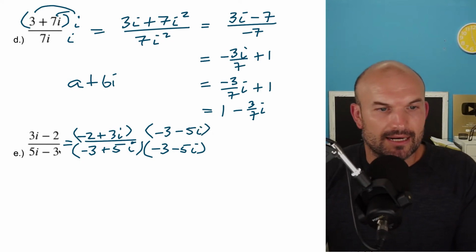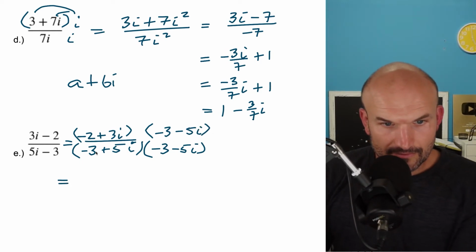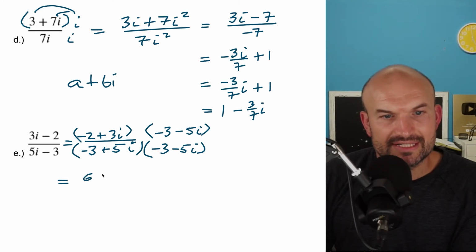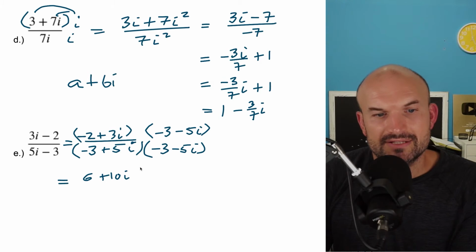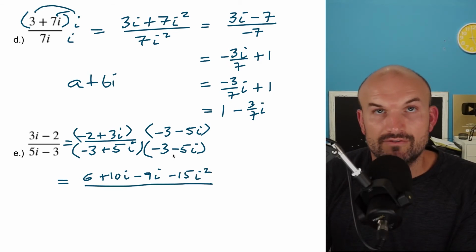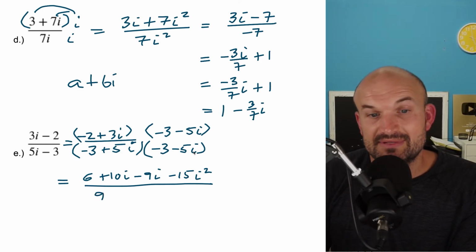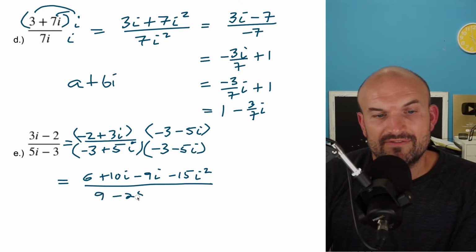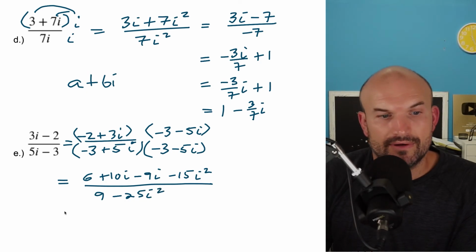Okay. So now let's go and see what's going to happen up top here. We're going to have a 6, let's see, plus a 10i. Negative 3 times 3i is going to be a negative 9i. And 3i times negative 15i is going to be a negative 15, and that's going to be an i squared. Okay, now this is going to be all over. Now remember, this is the difference of two squares, right? Negative 3 times negative 3 is a positive 9. 5i times negative 5i is going to be a negative 25 i squared. Okay, so that's cool.